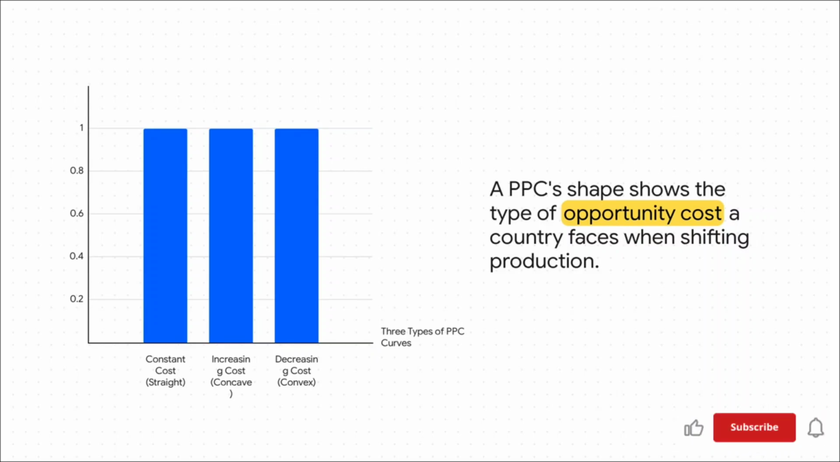This shows an increasing opportunity cost. And that makes sense, right? As you shift more and more resources from making textiles to software, you eventually have to start using resources that aren't very good at making software. So you have to give up more and more textiles just to get a little bit more software.